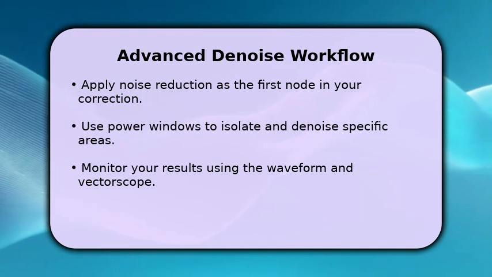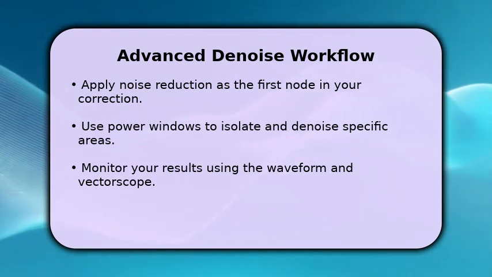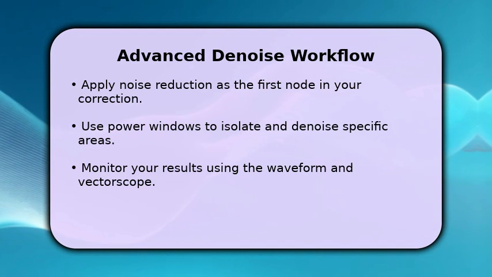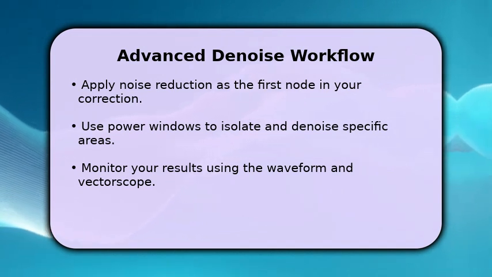For best results, always apply noise reduction as one of your very first nodes in the color page, typically the first or second. This ensures that subsequent adjustments don't reintroduce or amplify noise.